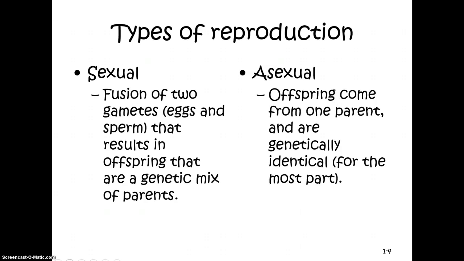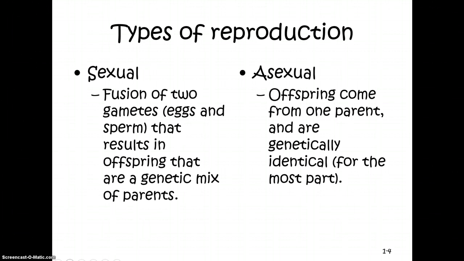Alright, types of reproduction. We're going to talk about sexual and asexual. So sexual reproduction is when you have the fusion of two gametes. Gametes is a vocabulary word that you should probably highlight or make note of. A gamete is an egg or a sperm cell. So when an egg and a sperm come together, they fuse together, they become one cell. That results in the offspring, and that offspring is a genetic mix of both the parents.